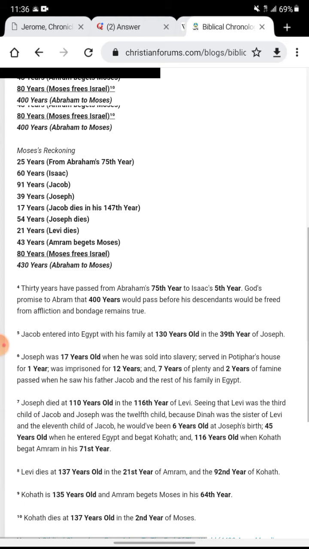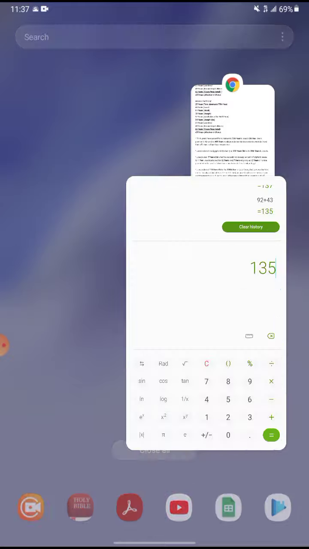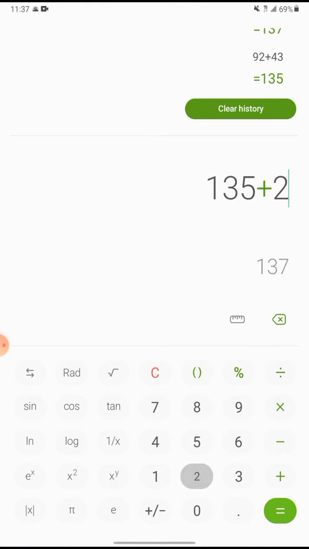What in the world is up with this? Okay. Then Amram, Moses' father, is born. Okay. Or no, excuse me. Amram is 64 years old when he has Moses. Okay. And then Kohath dies in Moses' second year, which is also the 66th year of Amram. Okay.